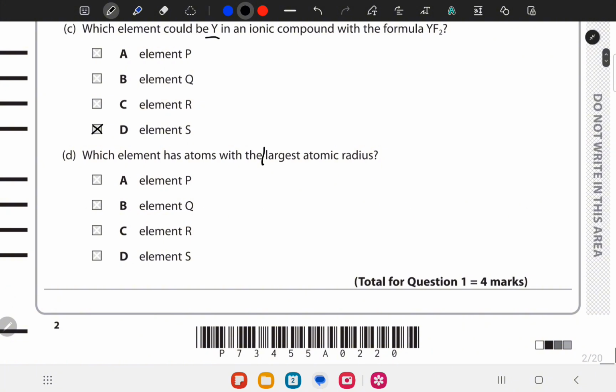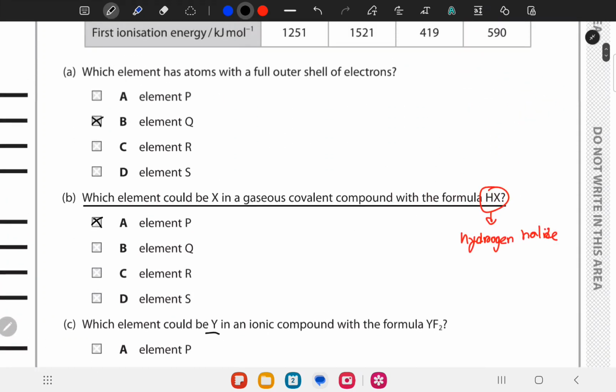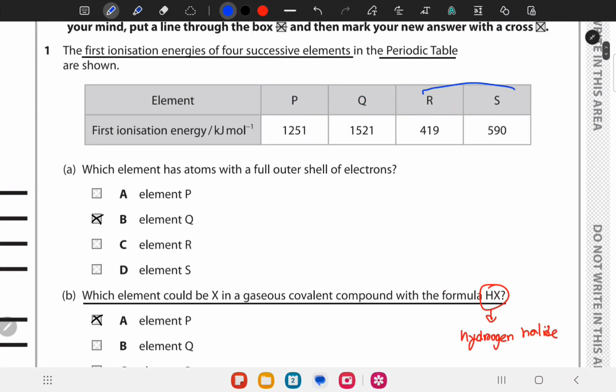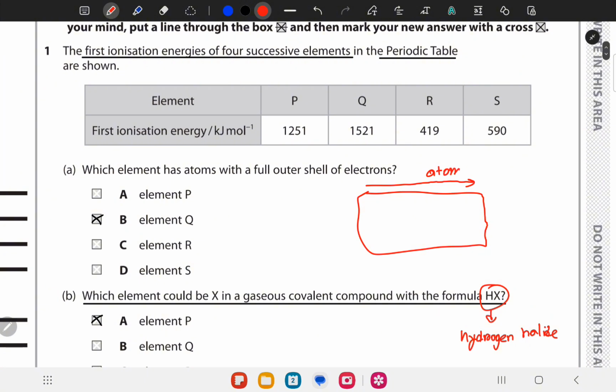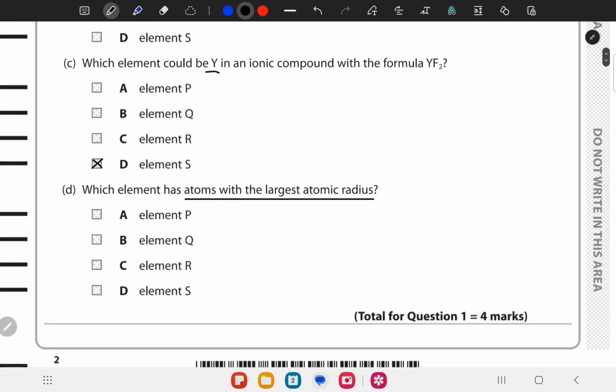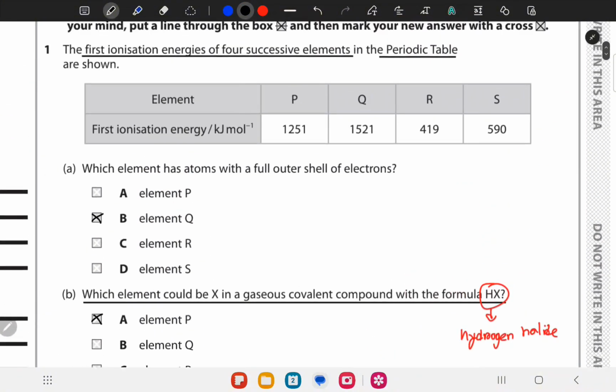And now they want which element has atoms with the largest atomic radius. Since R and S are in the next period, they'll be larger than P and Q. Also, we know that along the period, so if this is our periodic table over here, if we go along the period, the atomic radius decreases. So S will have a smaller radius than R. So the largest atomic radius would be element R.